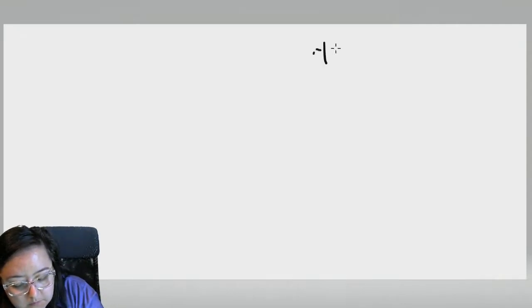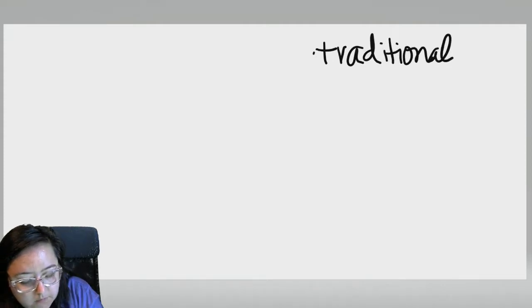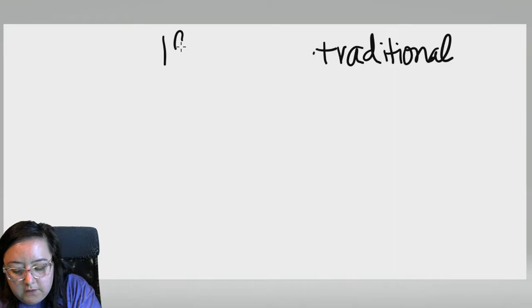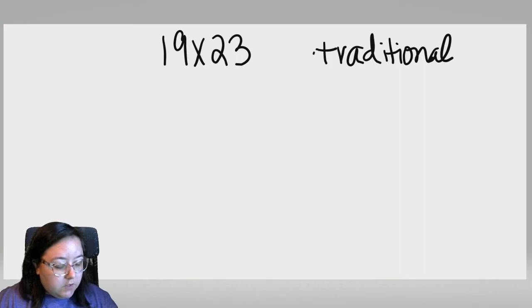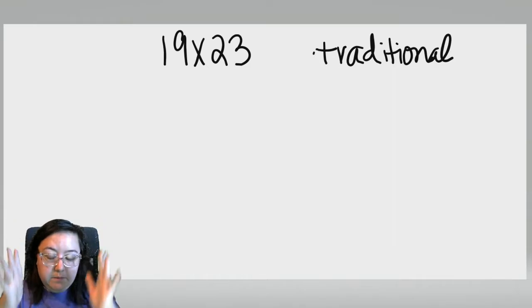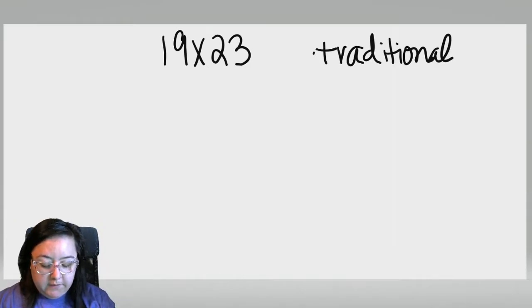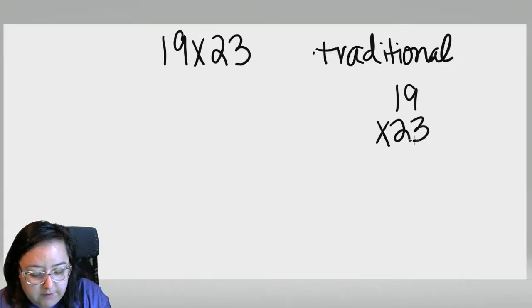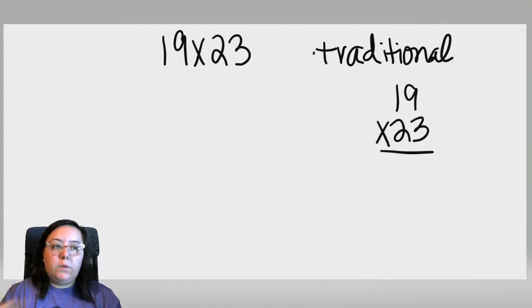So the first one we're going to start with is the traditional algorithm. For the traditional algorithm, the way we set it up, let's start with our problem first, 19 times 23. With the traditional algorithm, you set it up with the digits lined up on top of each other within their place value. So 19 times 23.